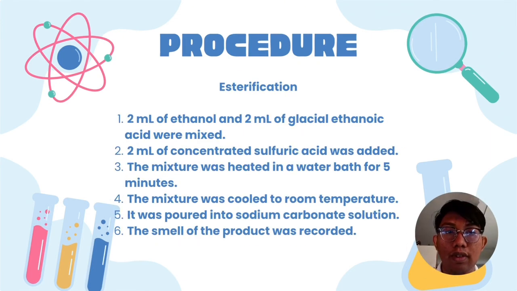First, 2 ml of ethanol and 2 ml of acetic acid were transferred into a clean boiling tube. Next, 2 ml of concentrated sulfuric acid was added carefully. The mixture was shaken gently and heated in the water bath for 5 minutes. After heating, it was allowed to cool to room temperature. Then the reaction mixture was poured into 5 ml of sodium carbonate solution prepared in an evaporating dish. Lastly, the smell of the product was recorded.